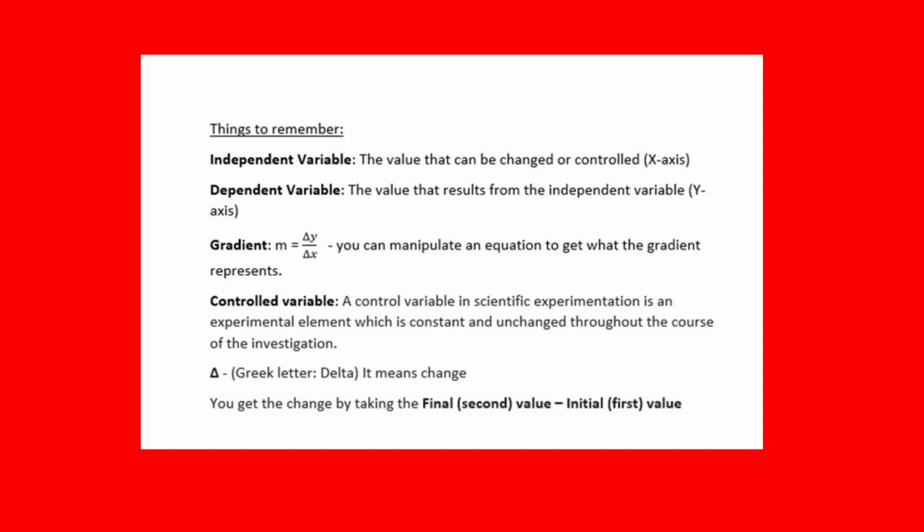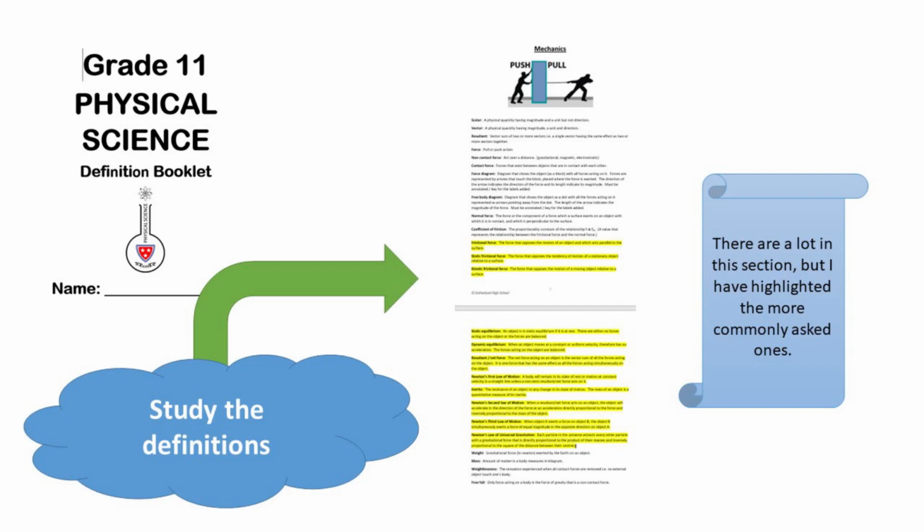Mass was controlled. Delta, that's the Greek letter delta, and it means change. That's why when we say delta y over delta x, we're saying change in y over change in x. And you always get the change by taking the final or the second value minus the initial or the first value.